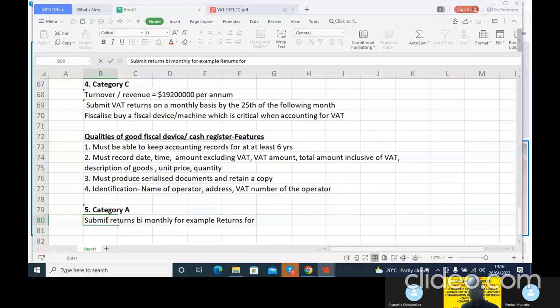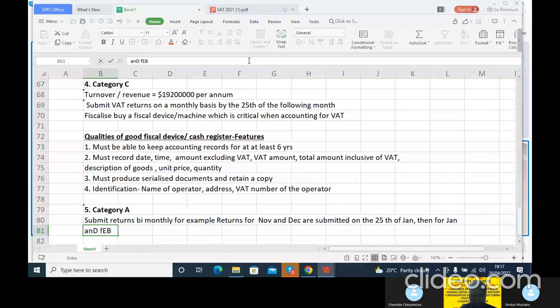For example, let's say you submit in January and then you skip February. Returns for November and December are submitted on the 25th of January. Then for January and February, you submit on the 25th of March, and so on. So this is category A registrants.